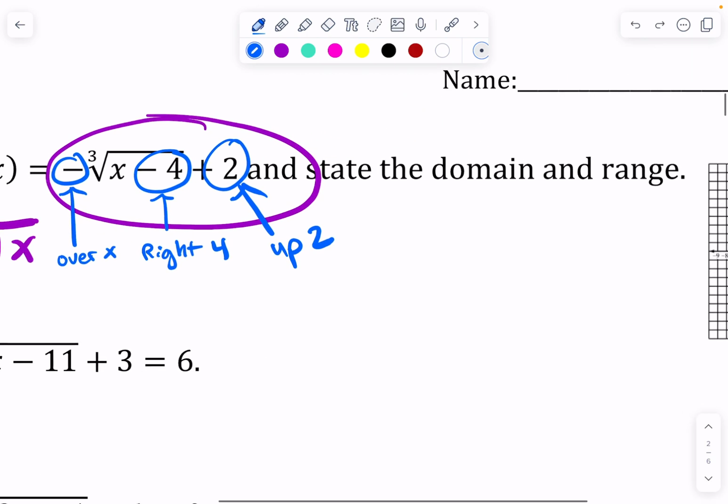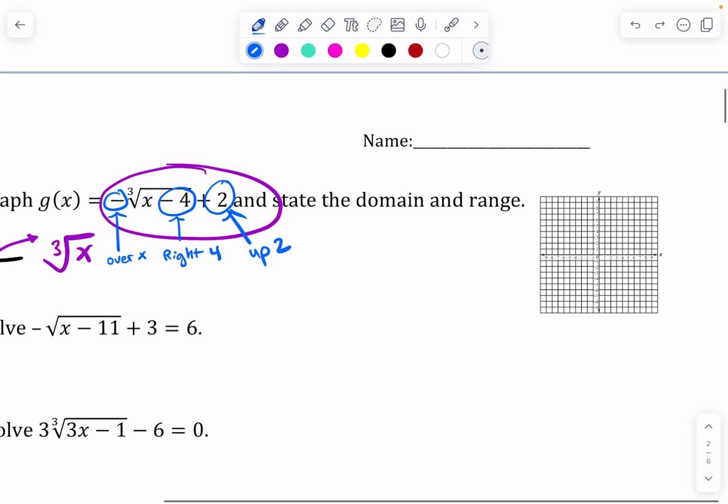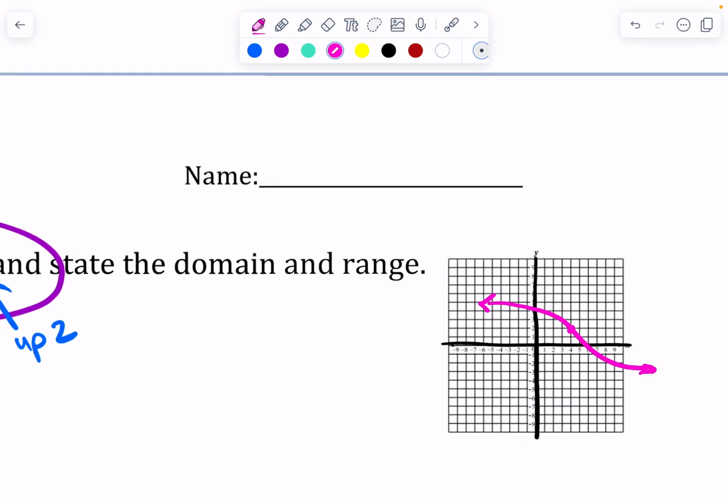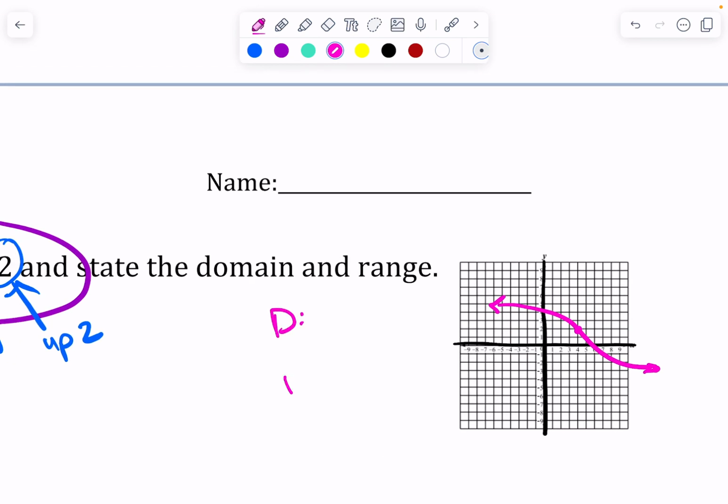Okay, so let's do all of those things. I'm going to zoom out a little ways. You can't see these lines very well, so make these lines darker if you need to. Instead of starting at 0, 0, I'm going to go to the right 4 and up 2, right there. And instead of him going this way, he's just going to go the other way. So something like this. Something like that.